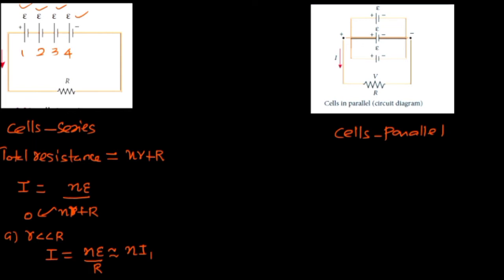இன்னொரு கேஸ் case B is when internal resistance is very, very greater than the external resistance. இது அதிகமாக இருக்கிறப்ப என்ன ஆகும் அப்படின்னா, and this could be 0. அப்போ I will be equal to n epsilon divided by n into r. இது cancel ஆயிரும், and this will be approximately epsilon by r, and it is nothing but I1.